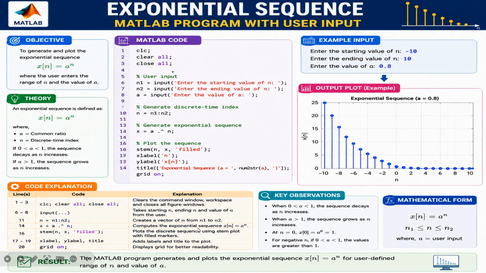Here you can see it computes the exponential sequence. Then stem(n, x, 'filled') will plot the discrete sequence using the stem plot with filled markers. Next you have the xlabel, ylabel, and the title, which will add labels and the title to the plot. Last is grid on, which displays the grid for better readability. And here these are the key observations: because we are taking the value of a less than 1, the sequence is decaying.